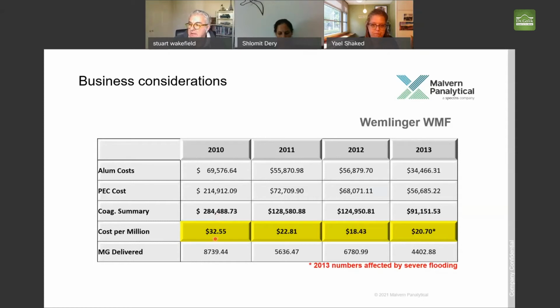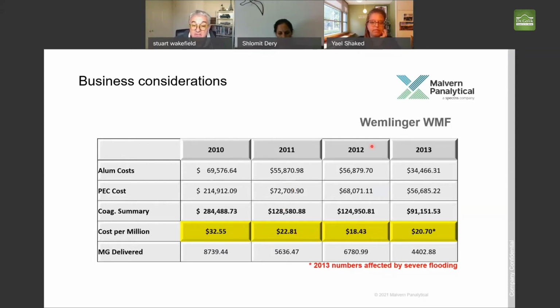So the cost per million gallons of water was about $32, okay? And they delivered that year about 8,739 million gallons of water. In 2011, they implemented Lab Zeta, and immediately you can start to see the cost savings that they are achieving. Okay, we've dropped significantly, particularly in the polymer, and we've gone from $32 per million down to $22. That's a huge cost saving in a water treatment plant.